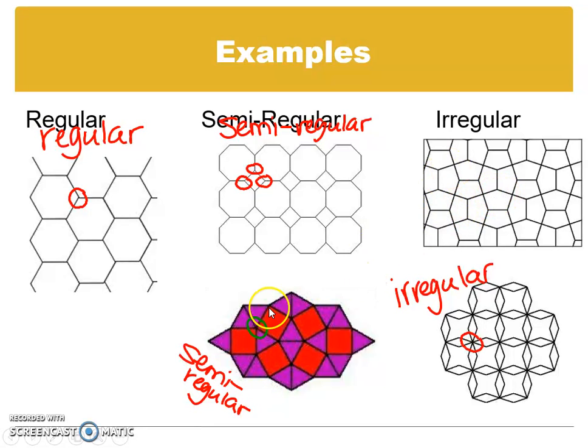This one, you look at the circle here where they meet. This is semi-regular because you have an equilateral triangle and a square, and they meet at the vertex. This one is irregular because you have different shapes here, concave, convex, different shapes. So that's an irregular tessellation pattern.